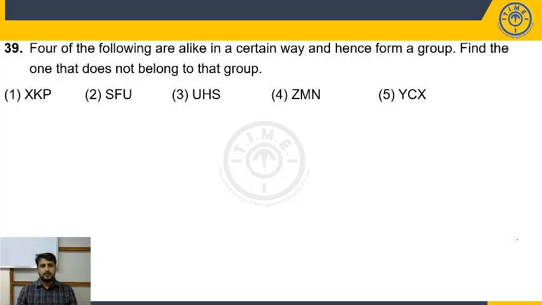4 of the following 5 are alike in a certain way and hence form a group. Find the one that does not belong to that group. Okay, letter odd one out. Let's write the place values, you'll get some idea. X is 24, K is 11, P is 16, S is 19, F is 6. U is 21, H is 8, S is 19, Z is 26, M is 13, N is 14, Y is 25, C is 3, X is 24.